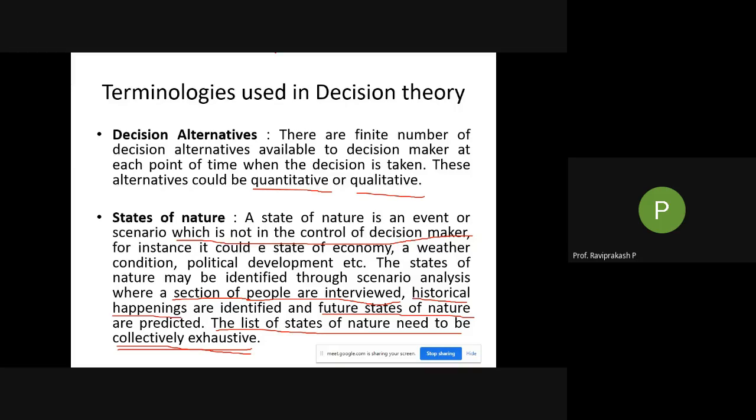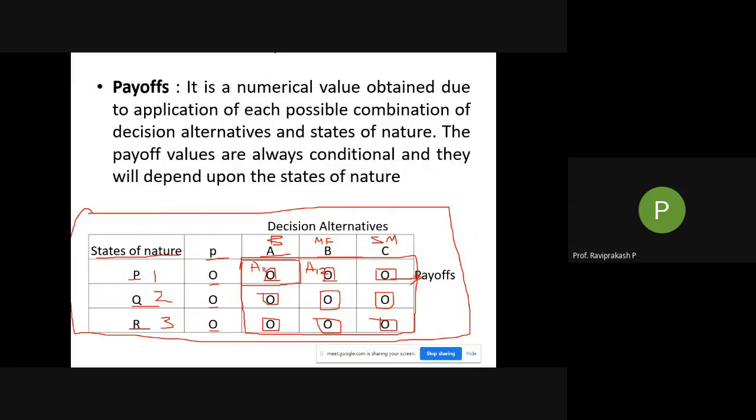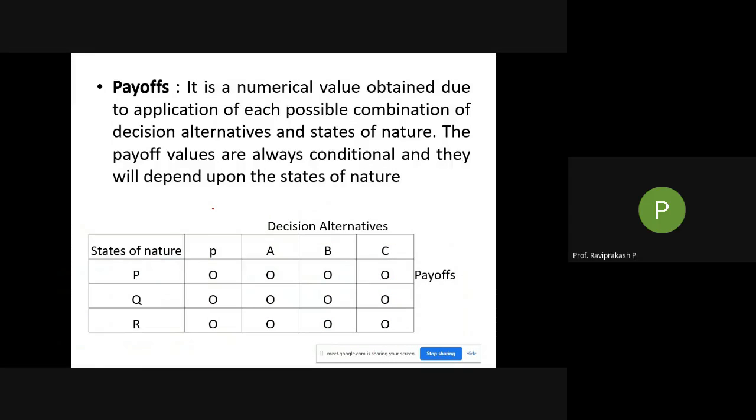Full stop. Next one, payoffs. It is a numerical value obtained due to application of each possible combination of decision alternatives and states of nature.